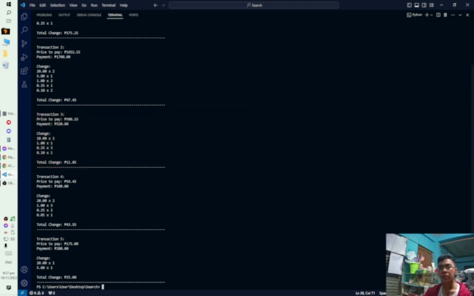So for the next one, the price is 508.15 and a payment of 520, a change of 11.85, so a 10 peso coin, a 1 peso coin, a 25 cent coin, and a 10 cent coin, so 0.75, and then to top it all up, the 10 peso coin, so a total of 11.85 change. Then transaction 4 and transaction 5.